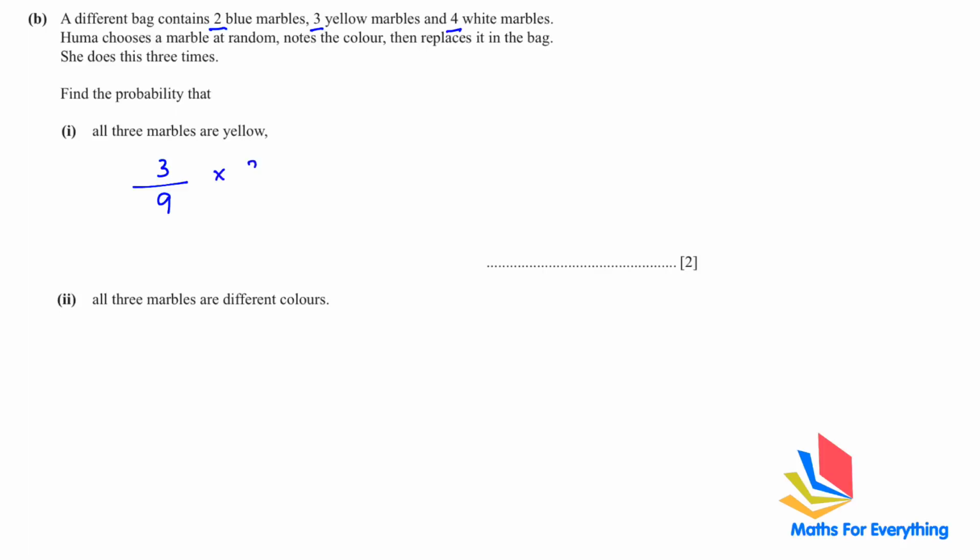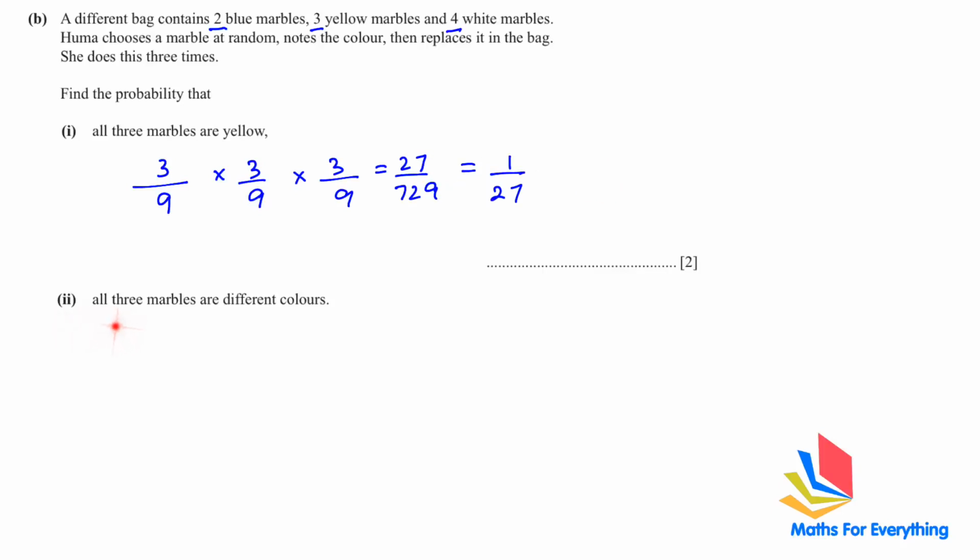It's going to be 3 over 9. And she's going to do it once more. So that is going to be also 3 over 9. This will give you 27 over 729, which when you simplify is 1 over 27.